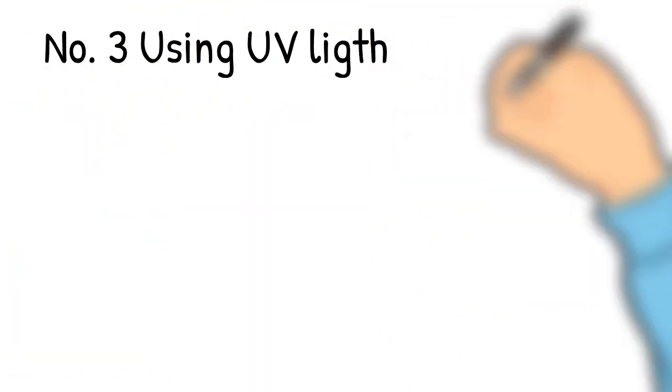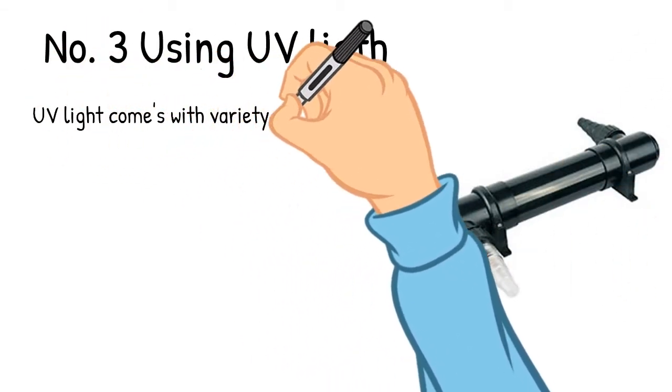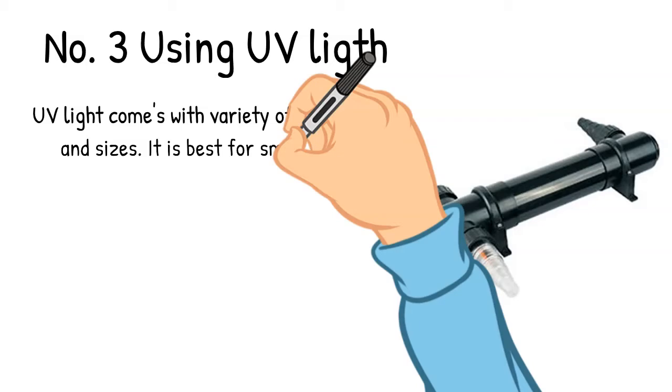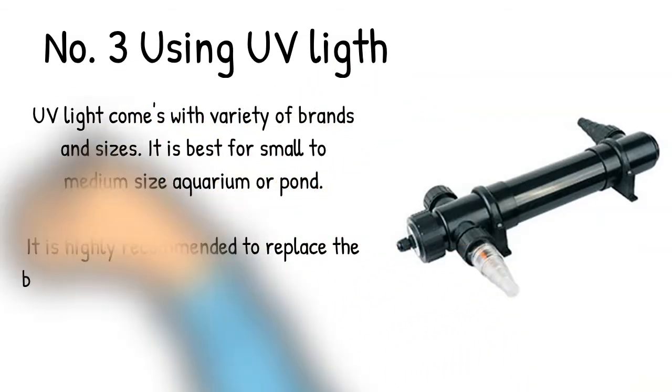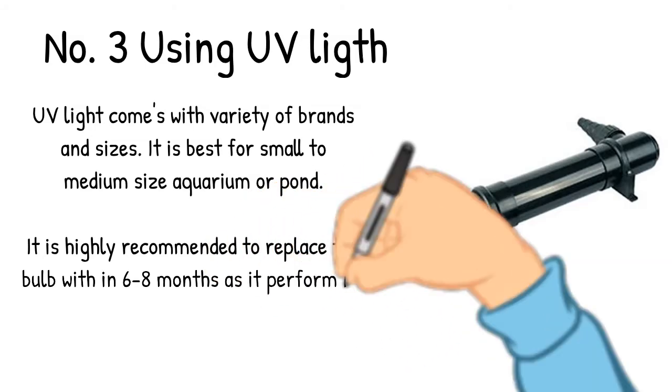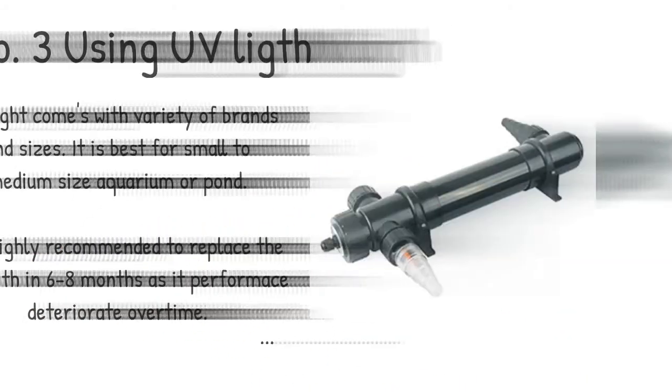Number 3. Using UV light. UV lights come in a variety of brands and sizes. It is best for small to medium sized aquariums or ponds. It is highly recommended to replace the bulb within 6 to 8 months as its performance deteriorates over time.